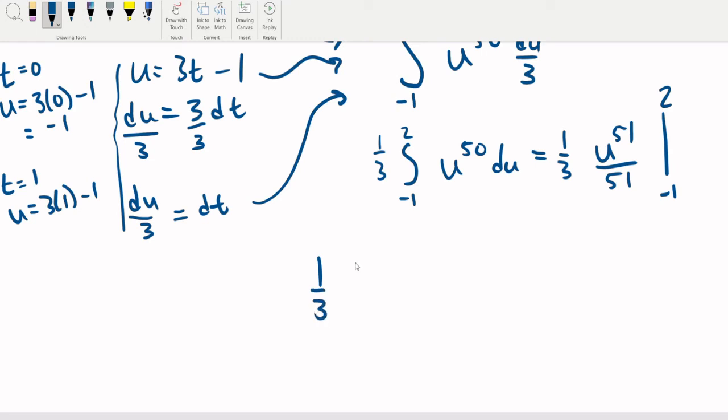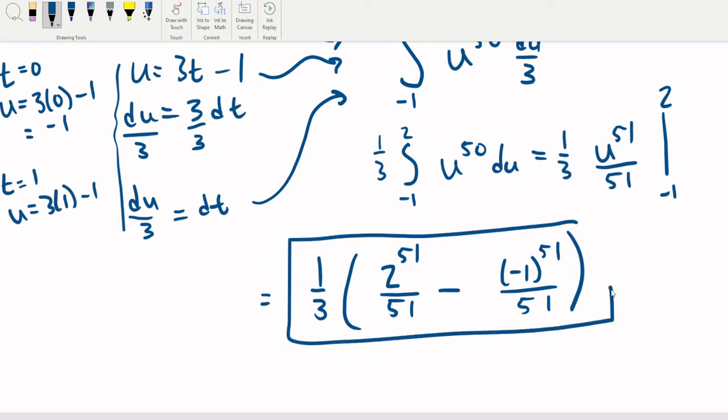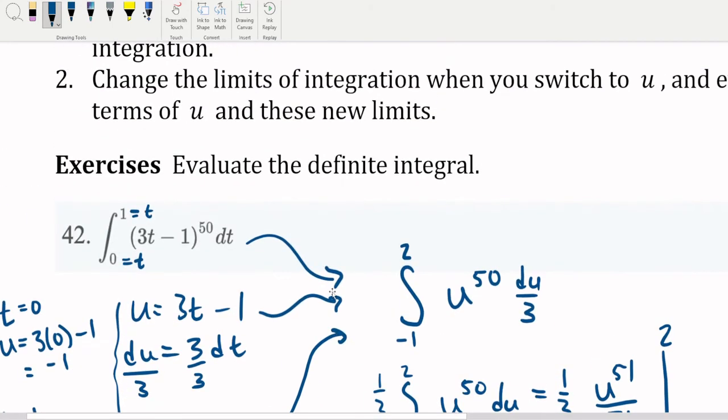Okay, so let's go down here and do that. So that's 1/3 times 2 to the 51st over 51 minus -1 to the 51st over 51. This is going to be a ginormous number. 2 to the 51 is very big. So I'm not going to try to do that in my head, obviously. Let's see if my phone calculator can even do it. 2 to the 51. Wowzer. We're going to leave it like that because that is a very big number. There you go. So that's it.